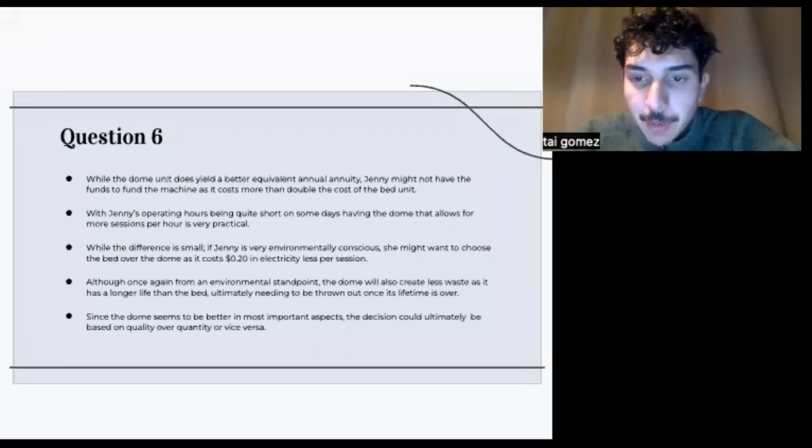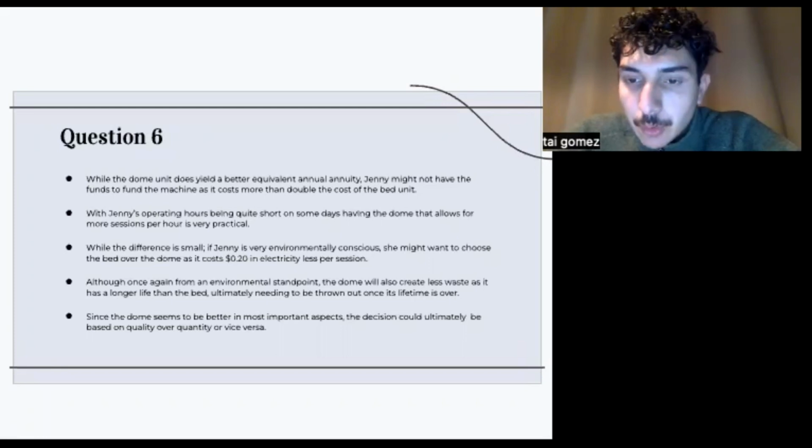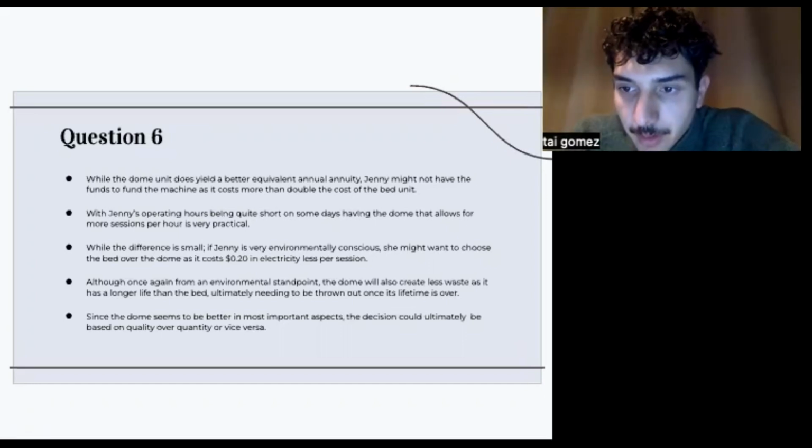Hi, my name is Ty Roush Gomez, and I'm going to be presenting on question number 6. The question is, what are some externalities, side effects, and other relevant issues that could affect the decision on whether to pick the bed or the dome? So some of our bullet points are, while the dome unit does yield a better equivalent annual annuity, Jenny might not have the funds to fund the machine as it costs more than double the cost of the bed unit.